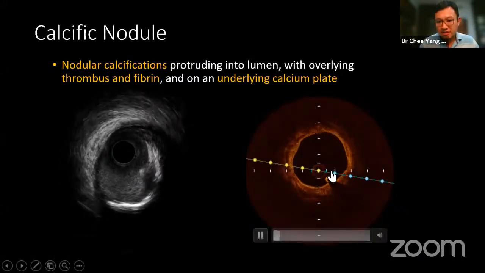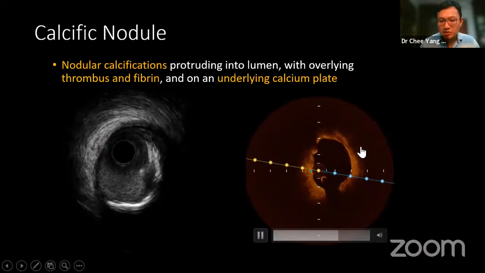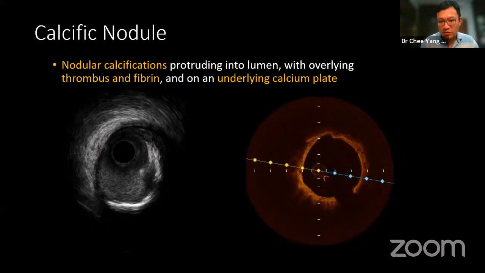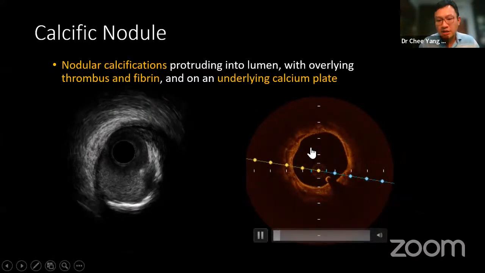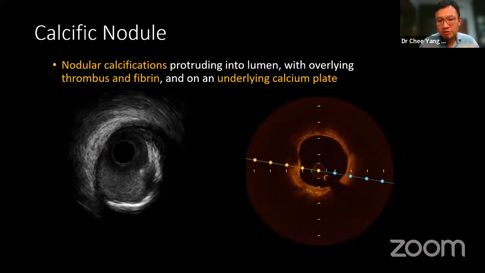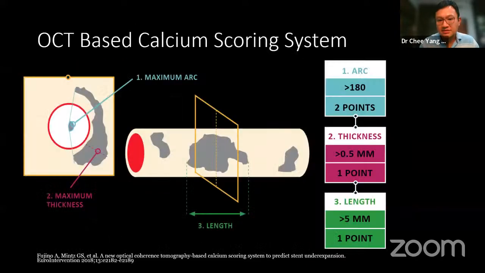Here on the right, on OCT, again, we see that there's already a lot of calcium. And then around about here, just focus at the 10, 11 o'clock area, we see that there are these little protrusions. It almost looks like thrombus. In fact, it is thrombus. It's thrombus on top of the calcified nodule, and that gives rise to the signal attenuation that we see on OCT.